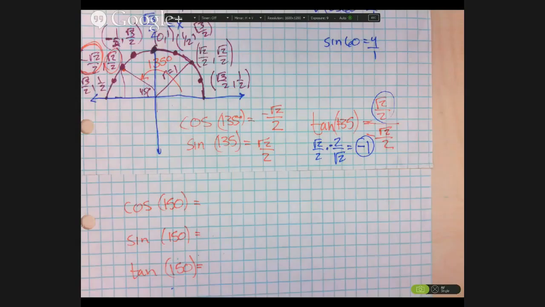So what's the cosine of 150? Root 3, closer. Negative. So negative root 3 over 2 is cosine 150. What's the sine of 150? 1/2.